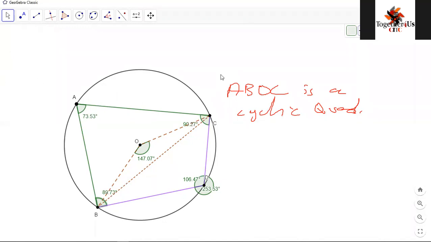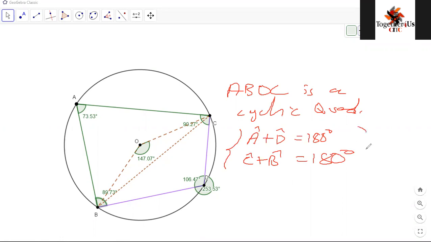73.53. What is important to note as I wrap up this video is that angle A plus angle D add up to 180 degrees. The same thing with angle C plus angle B. They add up to 180 degrees. This is the first property that you will now learn or establish about cyclic quadrilaterals.